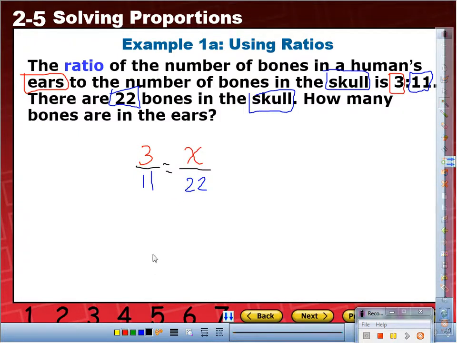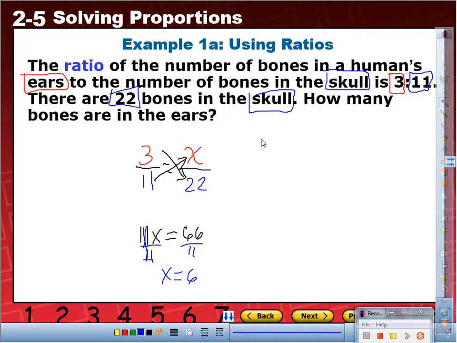And who remembers cross multiplication from last year? Check this out, let me do this. I start wherever the variable is at. So these two I'm going to multiply. 11 times X, that's 11X equals. The second thing will be the other two. 3 times 22, that's 66. And to solve, we know how to solve this, right? Divided by 11, divided by 11. We're left with x equals 6. But 6 what? 6 bones in the ears.